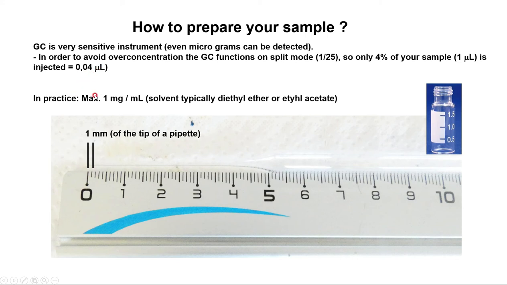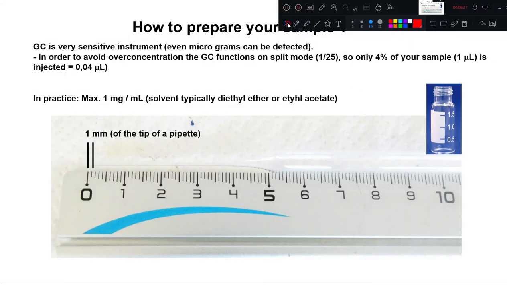So in practice, what we do is we fill, if it's a pure compound, a maximum of 1 milligram per milliliter. So 1 milligram is, so here we have a pipette. This is not very well seen. Let's show that to you, what I mean. So here we have the pipette.